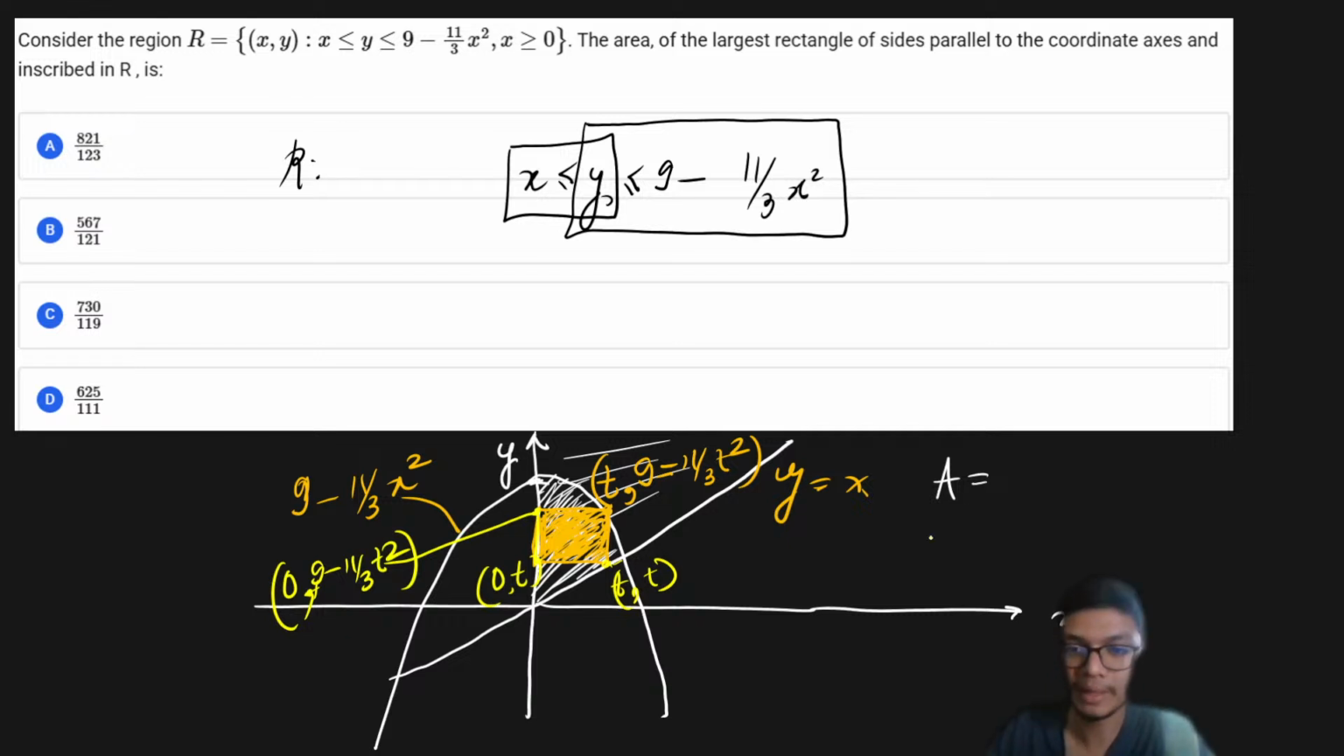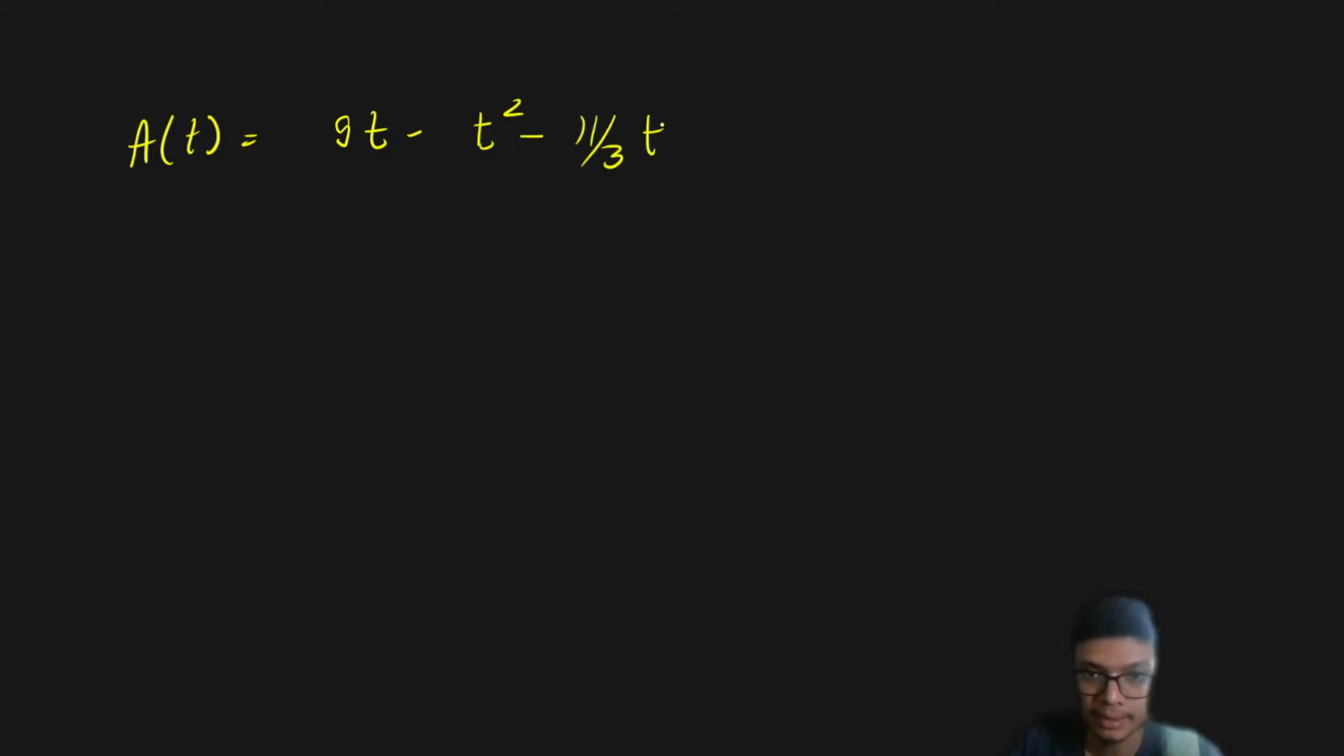Once we have this, we can simply define the area. If you do this multiplication, that is the length into breadth, you're going to get 9t minus t square minus 11 by 3 t cube. I hope this is making sense. Now once you have this area, this unknown area is in terms of the parameter t. So let us write the problem, that is A in terms of t: the area in terms of t is basically 9t minus t square minus 11 by 3 t cube.